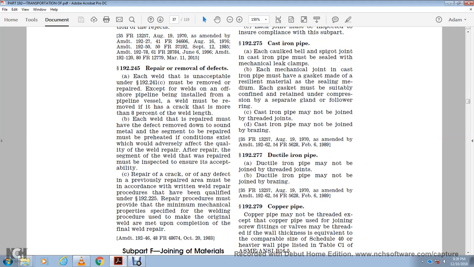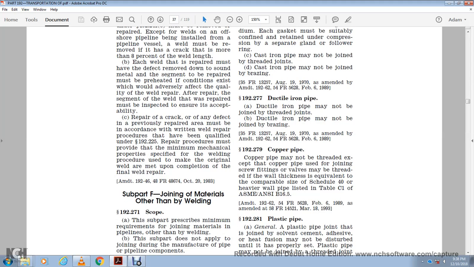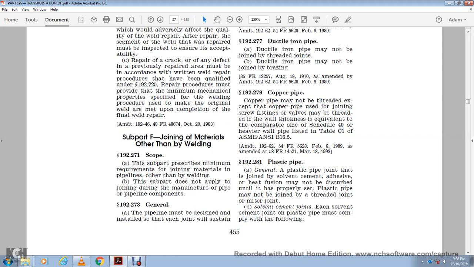192.277, ductile iron pipe. Ductile iron pipe may not be joined by threaded joints. Ductile iron pipe may not be joined by brazing. 192.279, copper pipe may not be threaded, except that copper pipe used in joining screw fittings or valves may be threaded if the wall thickness is equivalent to the comparable size of Schedule 40 standard weight pipe listed in Table C1 of ASME/ANSI B16.5.